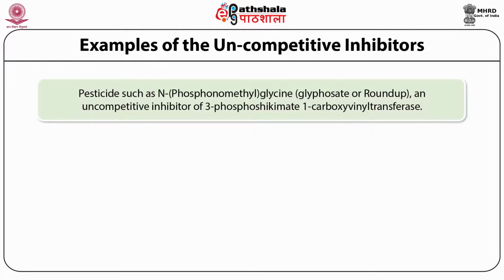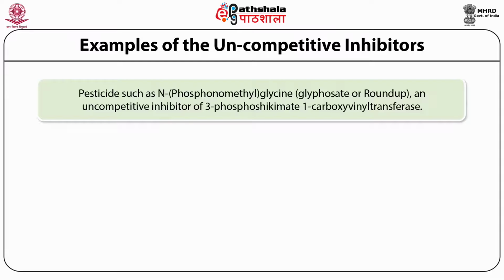The first uncompetitive inhibitor is glyphosate, which is also known as Roundup. This is a pesticide which is chemically N-phosphonomethylglycine. This is an uncompetitive inhibitor for the enzyme known as 3-phosphoshikimate 1-carboxyvinyl transferase. This is an enzyme involved in aromatic amino acid biosynthesis.